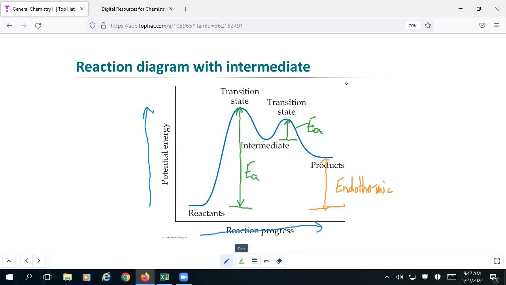So when we see diagrams like this, anytime we see a diagram that has multiple hills in it, that lets us know that it is a multi-step mechanism. Each one of those hills represents a different step in the mechanism. So this particular reaction diagram shows a two-step mechanism. A very high energy first step, followed by a lower energy second step.